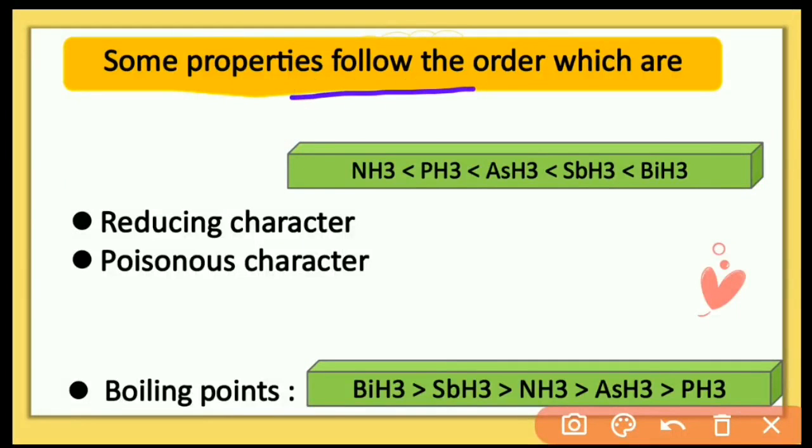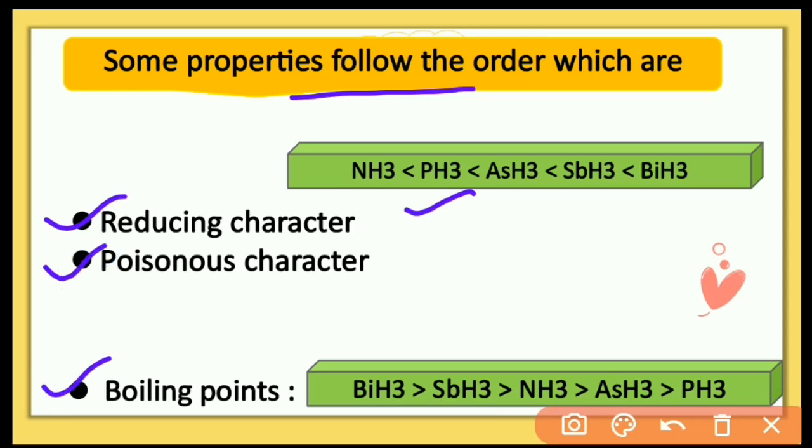Some properties follow the opposite order, the increasing order for hydrides. Reducing character increases when we move down the group, because due to increasing size it easily loses electrons. So reducing character increases when we move down the group, and poisonous character also increases when we move down the group.